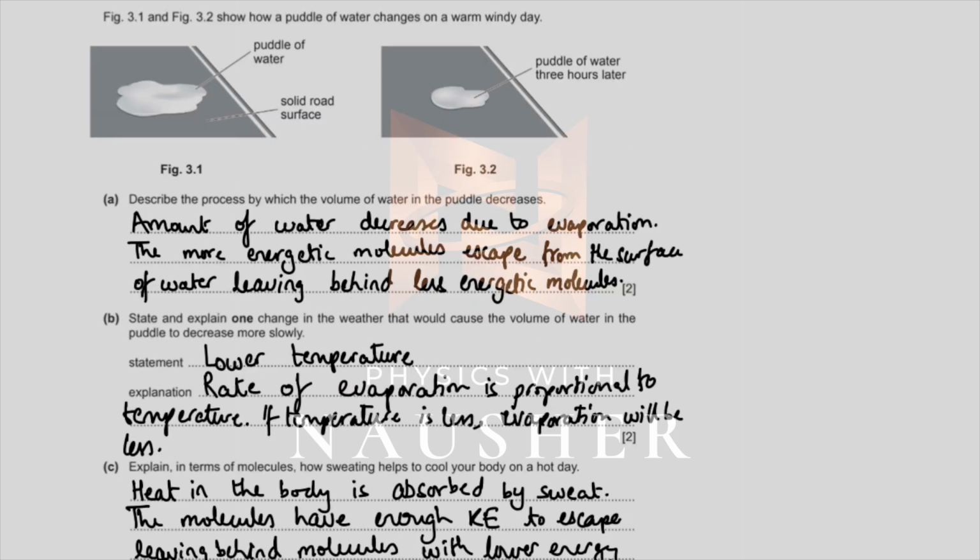Number 3, they're showing a puddle of water, and the size of the puddle of water is reducing over time on a warm, windy day. Describe the process by which the volume of water in the puddle decreases. Now, you all know that the process is evaporation, because in evaporation the more energetic molecules will leave the water surface. So obviously if the water molecules fly away, the mass of water left behind will be less, the volume will be less. So the more energetic molecules escape from the surface, leaving behind less energetic molecules, which is why the volume of water decreases.